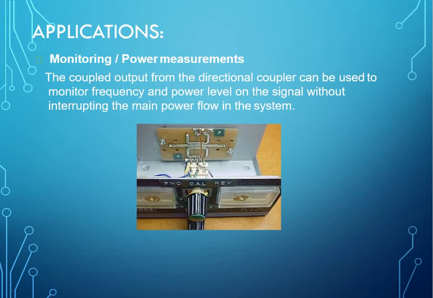A directional coupler has many applications. The first one is monitoring or power measurement. The coupled output from the directional coupler can be used to monitor frequency and power level of the signal without interrupting the main power flow in the system.